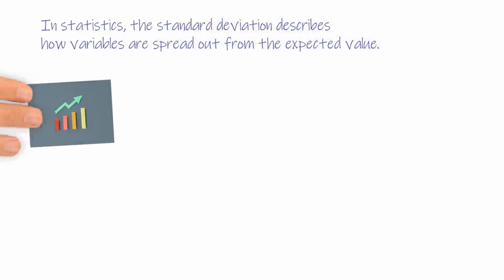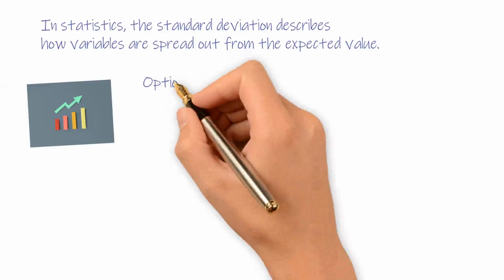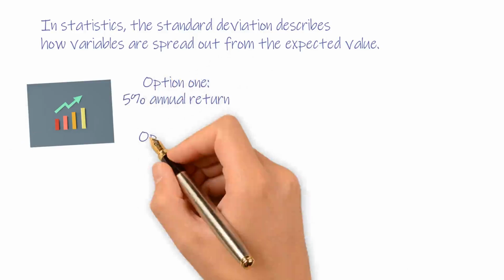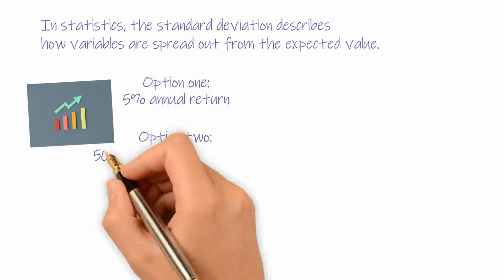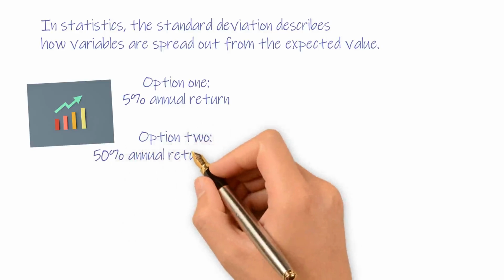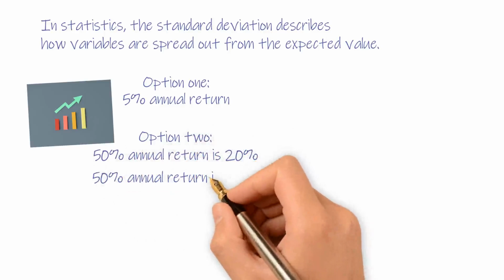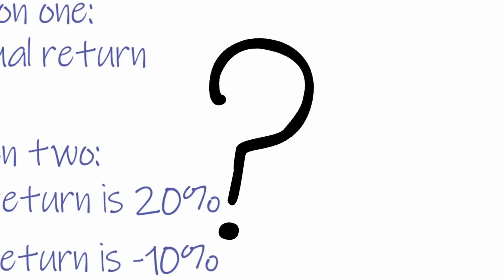There are two investment options. Option 1, guarantee a 5% annual return. Option 2, 50% chance the annual return is 20%, and 50% chance it will lose 10%. Which one will you choose?